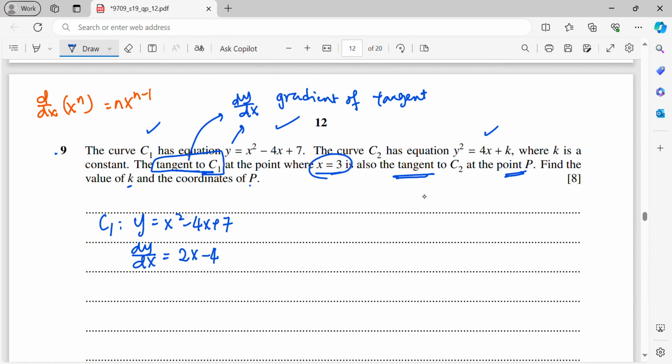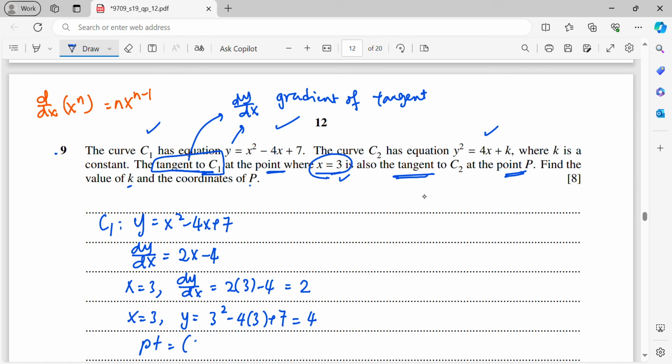Okay, then from here, I know that at x equals 3, dy/dx is 2 times 3 minus 4. That is 6 minus 4, then I get 2. Now the tangent to C1 at the point where x equals 3 is also tangent to C2. So now I need to find the tangent first, but I do not know the coordinates. I need to find the y coordinate. So when x equals 3, y is 3 squared minus 4 times 3 plus 7. That is going to be 4. So I know that there is a point with coordinates (3, 4).